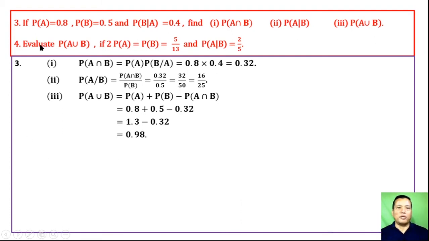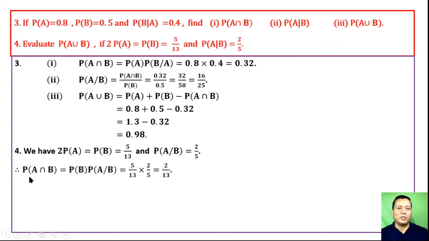For question number 4, evaluate P of A union B if twice P of A is equal to P of B, which equals 5 by 13, and P of A given B is 2 by 5. We have 2 times P of A is equal to P of B, equal to 5 by 13, and P of A given B is given as 2 by 5. Therefore, P of A intersection B is P of B into P of A given B. P of B is given as 5 by 13. P of A given B is 2 by 5. Cancelling, we get 2 by 13.